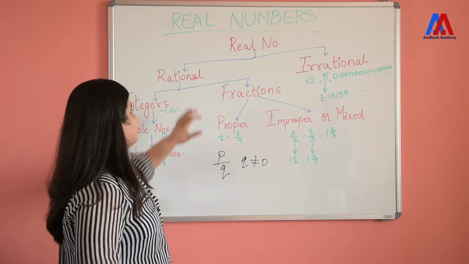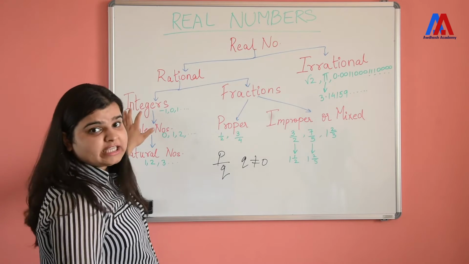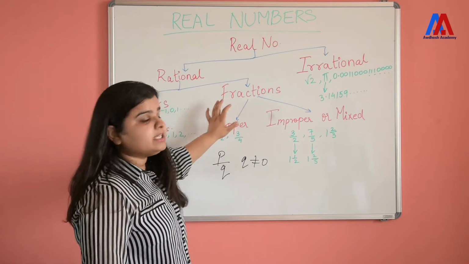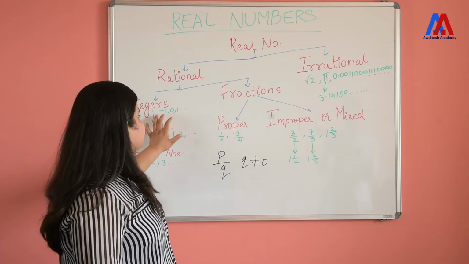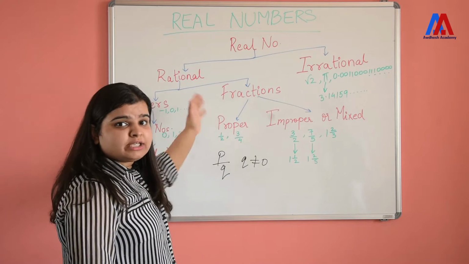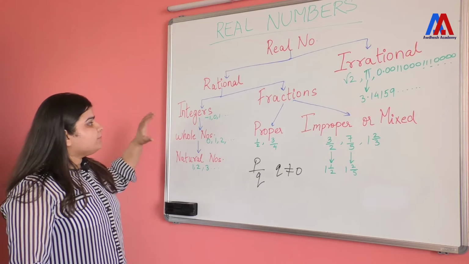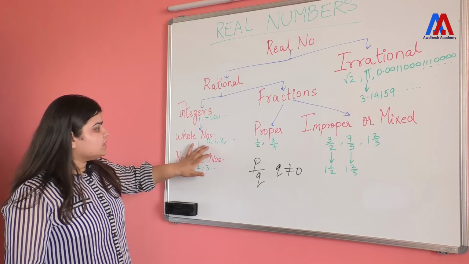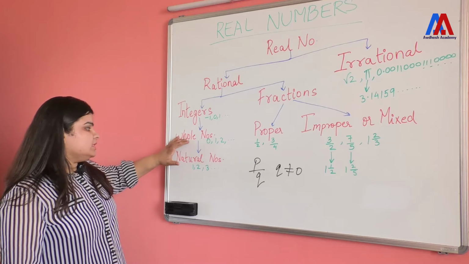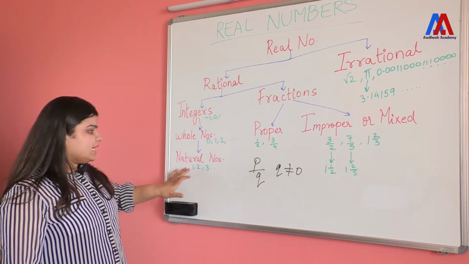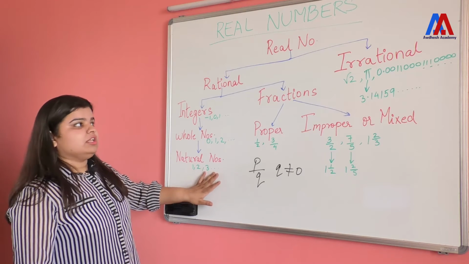Now further, a rational number can be of two types, integers and fractions. Integers are positive and negative numbers like minus 1, minus 2, 0, 1, 2, 3 and so on. All the positive integers including the number 0 are called whole numbers, and all those whole numbers excluding 0 and starting from 1 are natural numbers.